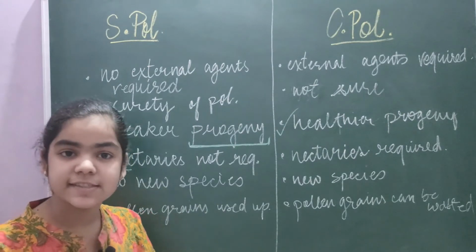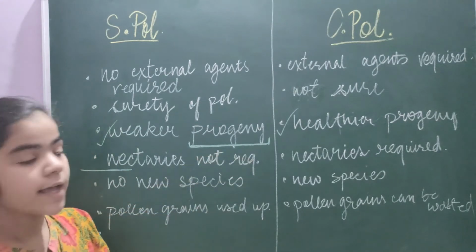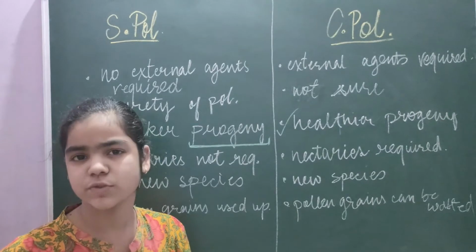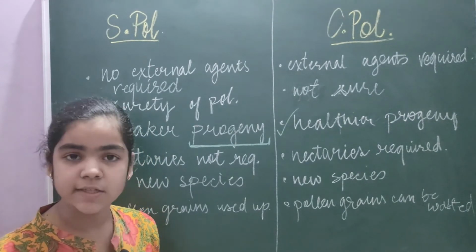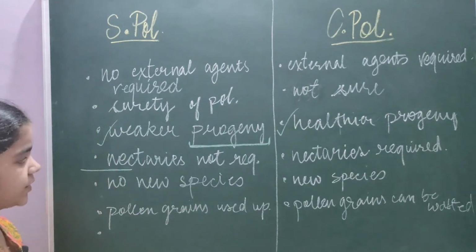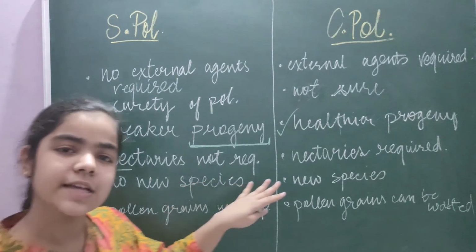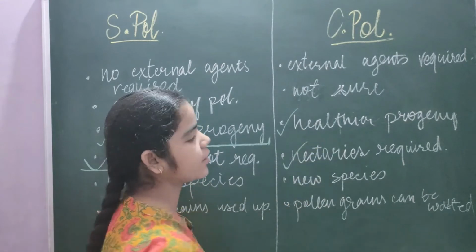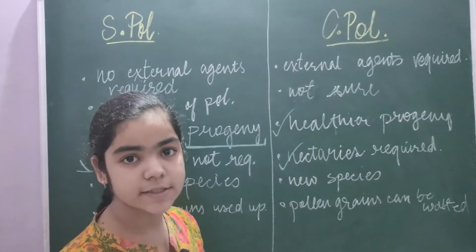The insects get attracted towards the flower and come for the nectar, and thus some of the pollen particles stick to their hands and their hind limbs, right? So that sticks to the stigma and thus the cross-pollination occurs. So simply there is no requirement of nectaries in case of self-pollination. Coming to cross-pollination, the nectaries are required because external agents are required, right?